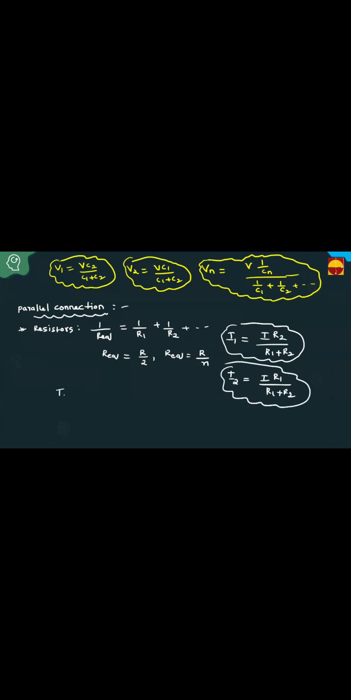What is the current through the nth resistor? I into 1 by Rn by 1 by R1 plus 1 by R2 plus and so on. It is also equal to I into Gn, conductance, by G1 plus G2 plus and so on. This is the current division rule.